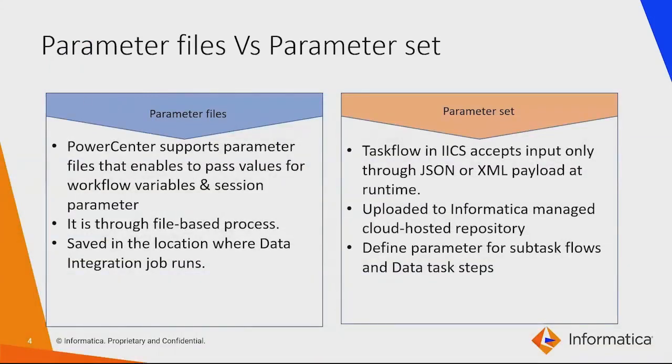So what is the difference between the parameter files and the parameter set? Any parameter that you define in the mapping task or the mapping in IICS, the values can be assigned in the parameter file, and that parameter file is stored locally on any file server, where the data integration service jobs run, right? But any parameter that you define at the task flow level, which is very specifically used at the task flow level, can be assigned through the parameter set.